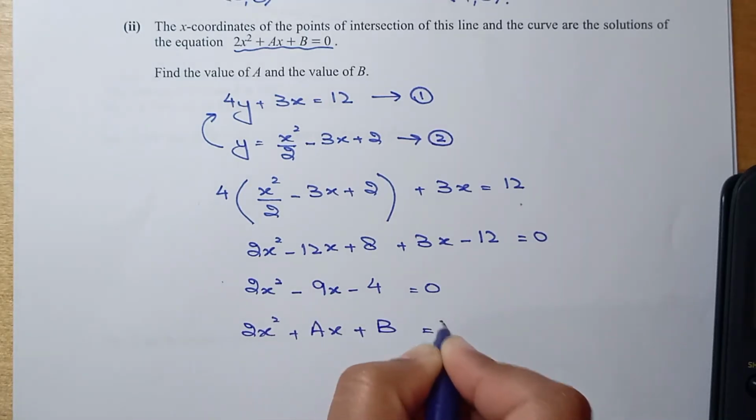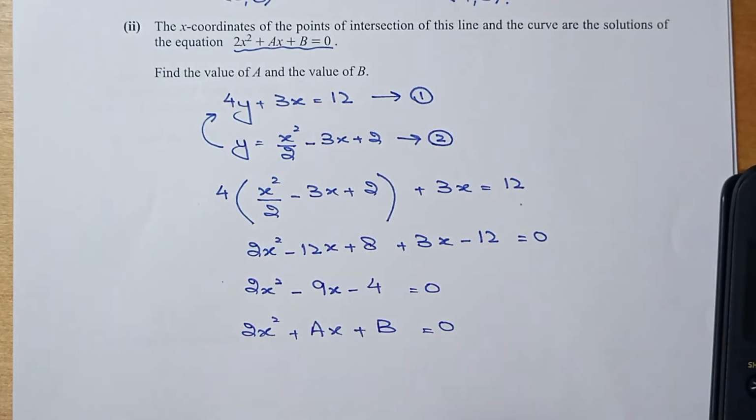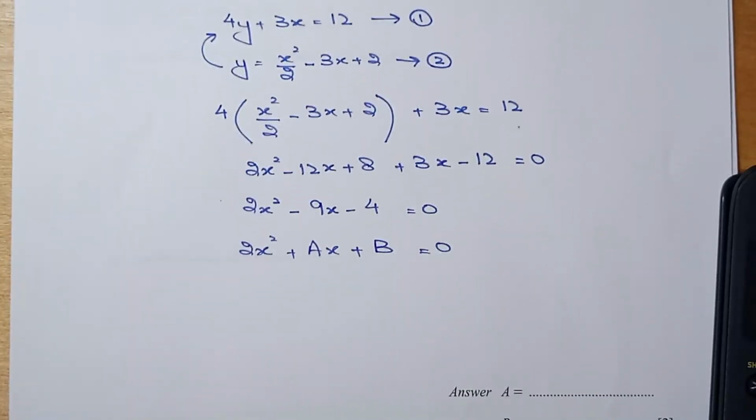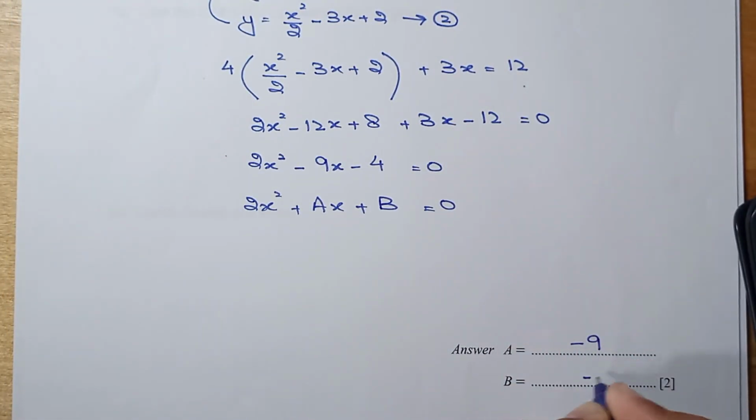equals 0. So a is the coefficient of x, that is minus 9, and b is the constant term, that is minus 4. So we can say that a is equal to negative 9 and b is negative 4.